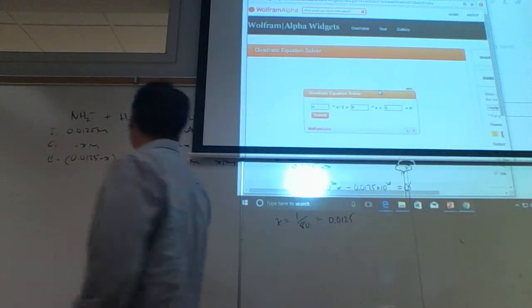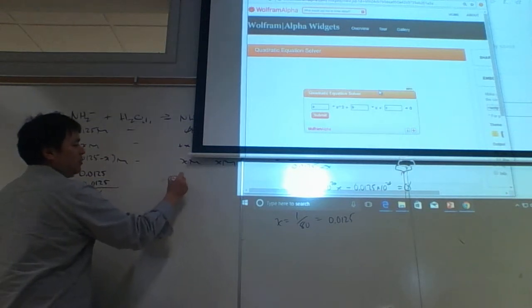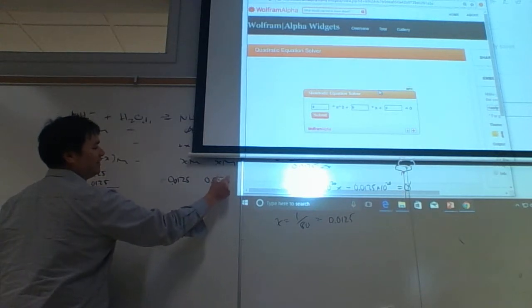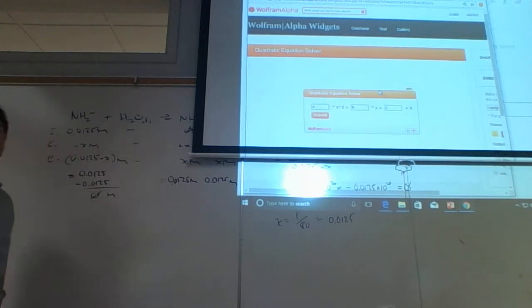And so doing this, we get 0.0125. So we got 0.0125 minus 0.0125, which gives us 0. And then over here we get 0.0125 and 0.0125. And so it looks like it's 100% hydrolyzed. Well, that's what you learn in Chem 1A. You learn that strong bases hydrolyze 100%. So this just confirms that fact.